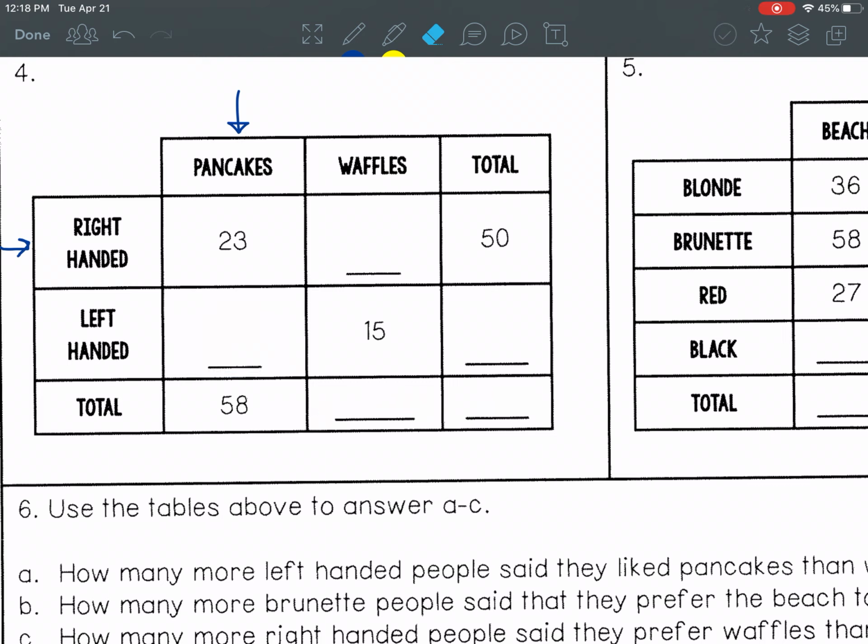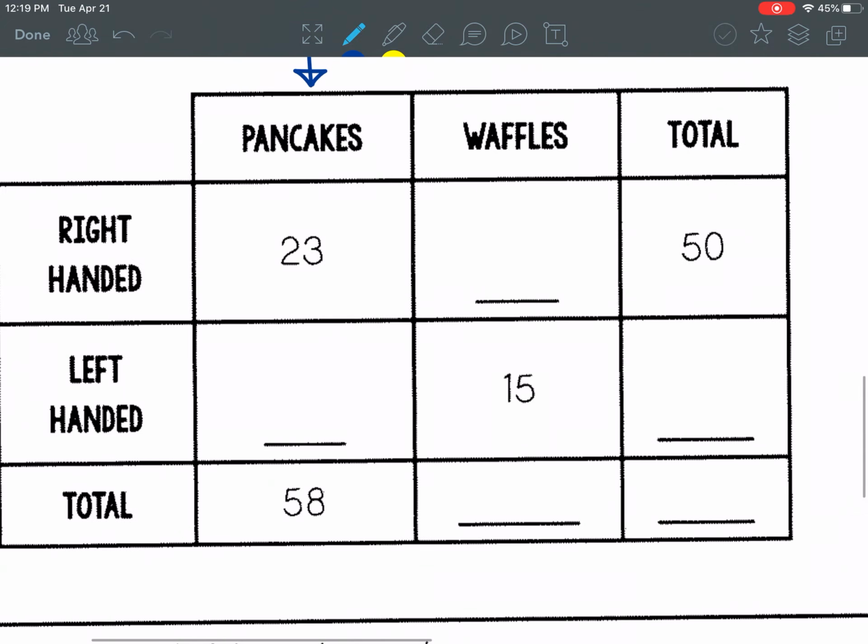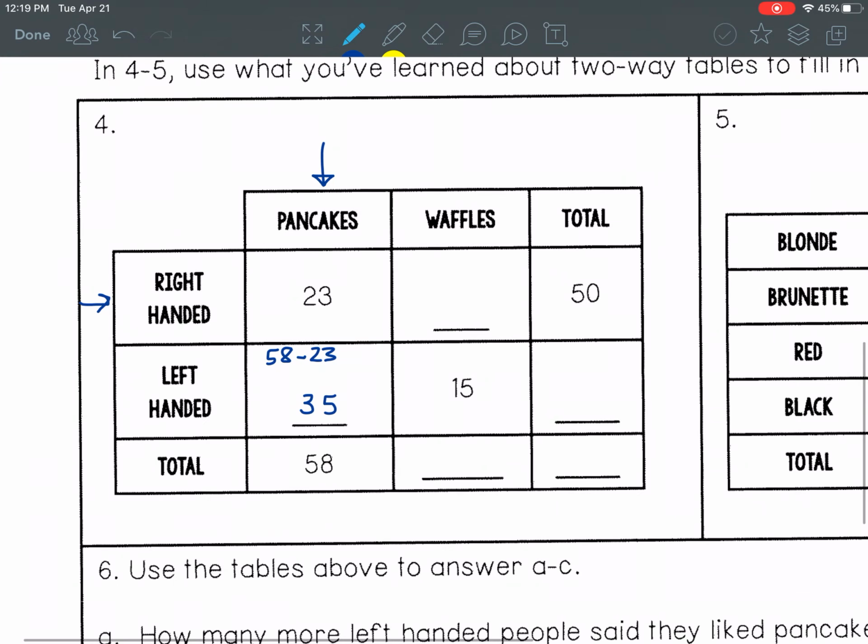We know that 23 plus this number here has to equal 58. So you could set up an equation and say 23 plus x equals 58 and solve for x. We've done that before in class, okay? To find that missing variable, we're going to take the total, so 58, and subtract 23. So we get, let's see, 8 minus 3 is 5. 5 minus 2 is 3. So that number there is 35.